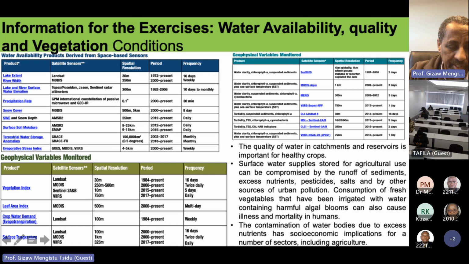GRACE, of which I'll be showing some examples, GRACE FO and GRACE. These are satellites that look at terrestrial water storage anomalies, and the spatial coverage is somewhere from 0.5 degree, or an area of 150 kilometers squared. And you can see the temporal coverage of GRACE. The oldest one is from 2002 to 2017. The newest one is from 2018 to present.